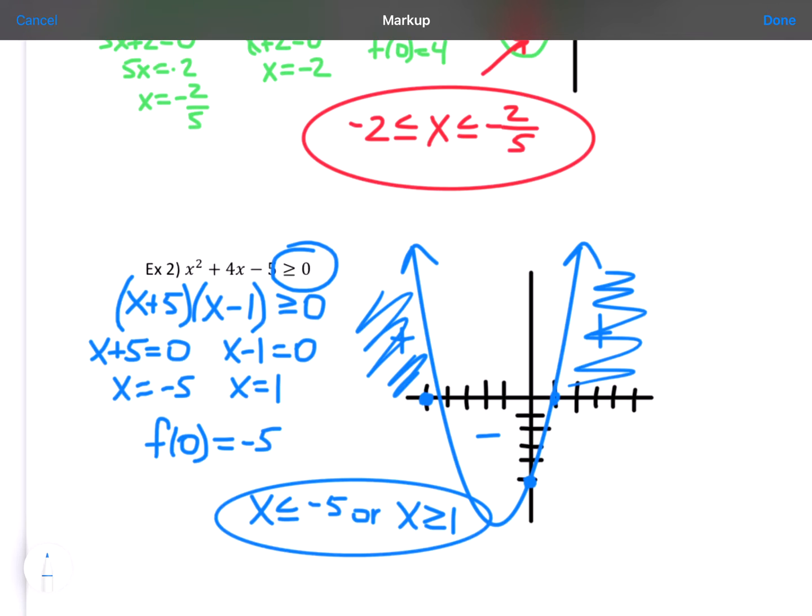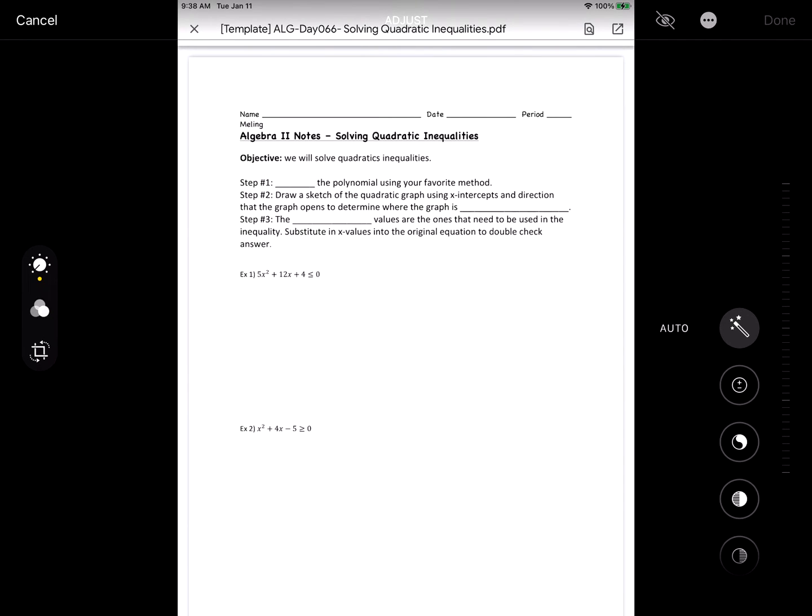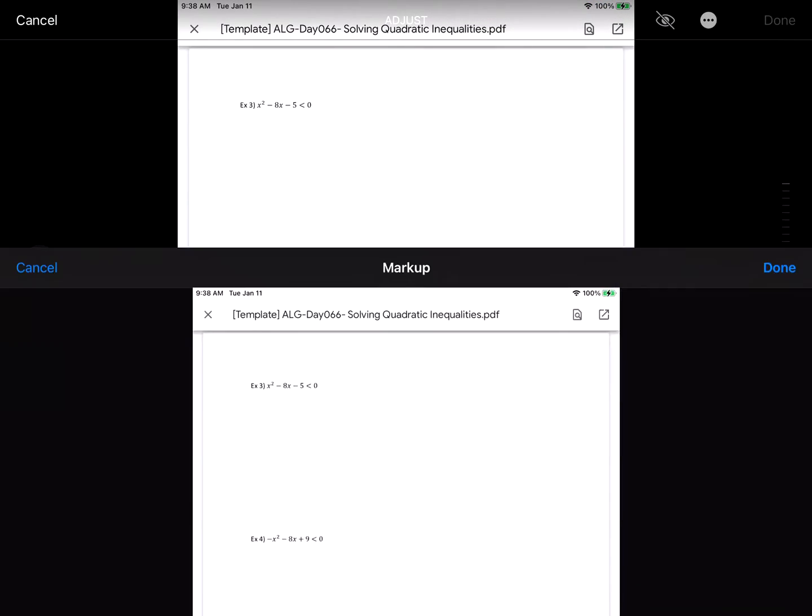So that would be my solution: x less than or equal to negative 5 or x greater than or equal to positive 1, because that is where my y values are positive. All right, so let's look at the next page. We've got 2 more examples we want to do.